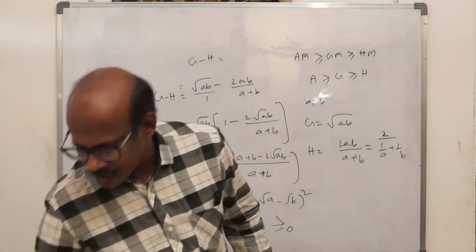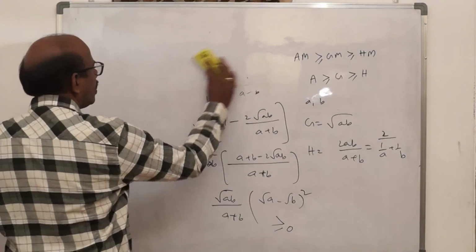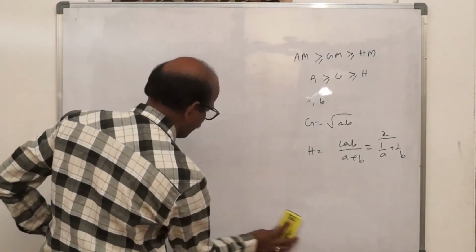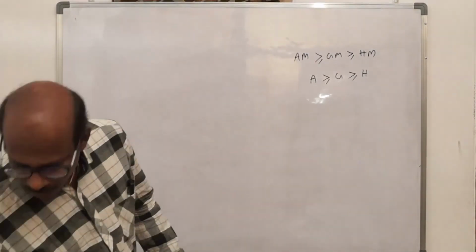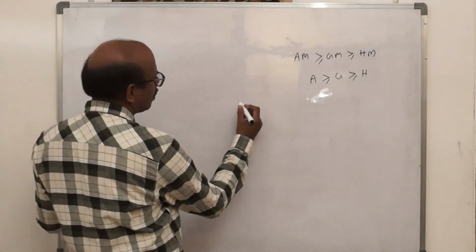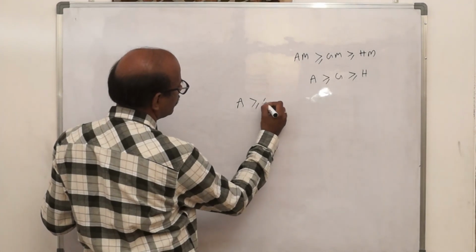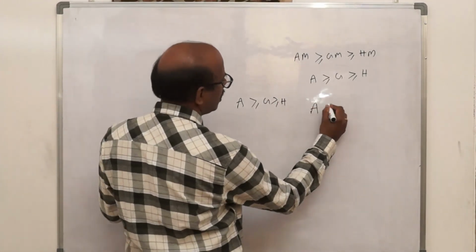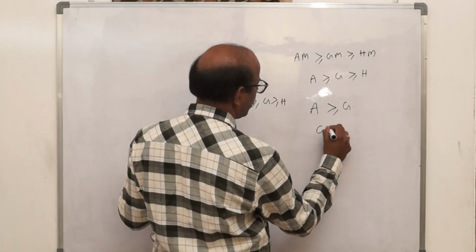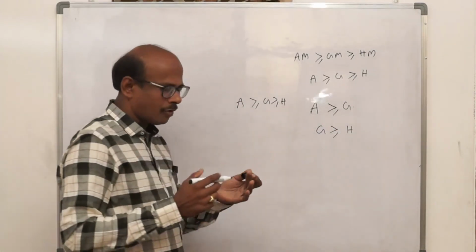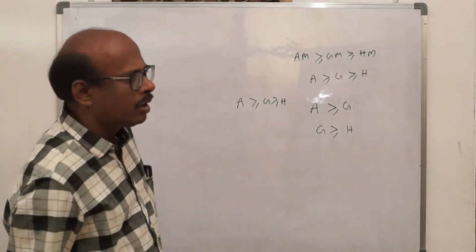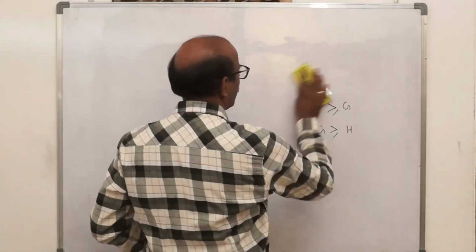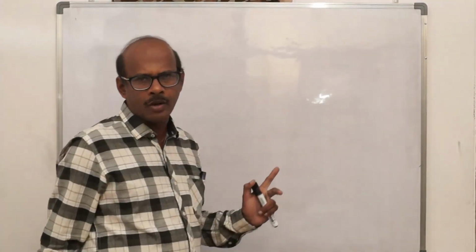Now, previous calculation, A greater than or equal to G. Here, G greater than or equal to H. Combine a formula A greater than or equal to G greater than or equal to H, because A greater than or equal to G proved, and G greater than or equal to H proved. So the final formula, arithmetic mean greater than or equal to geometric mean greater than or equal to harmonic mean. Okay. Popular formula, inequality formula, useful in many more.